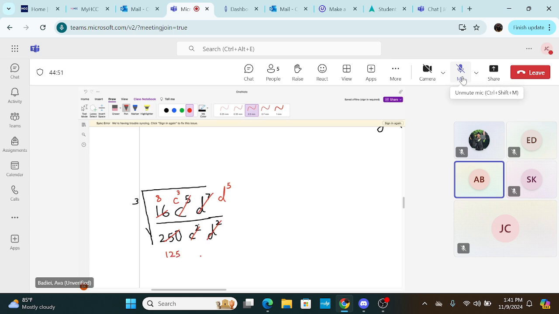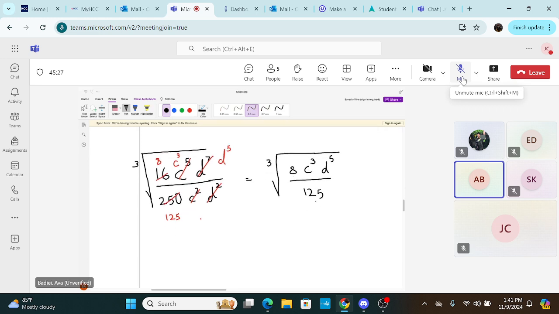So what I did here, I'm not using any radicals. I'm not doing anything. I'm just doing a very easy simplification. This becomes square root of 3. In the top, I have 8, c cubed, d to a power of 5. And down here, I just have 125. Now that it looks much simpler and much more organized, we are going to write down their factors.